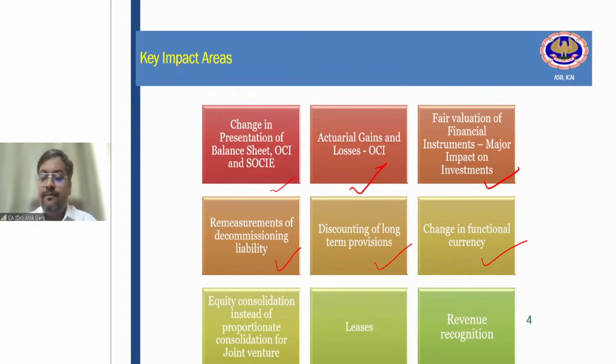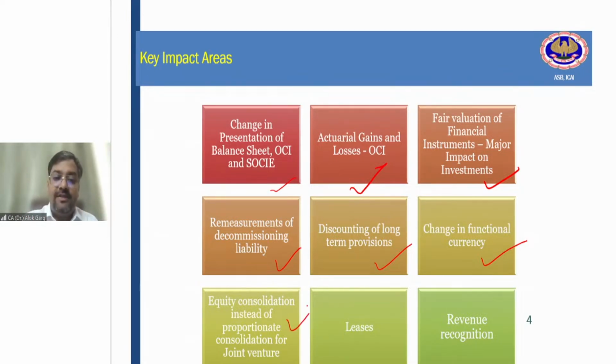So friends, there is a big difference between a local currency and a functional currency. In Ind AS and IFRS, the concept is functional currency. In IGAAP, there was no concept of functional currency. There was a concept of INR, the local currency, right?